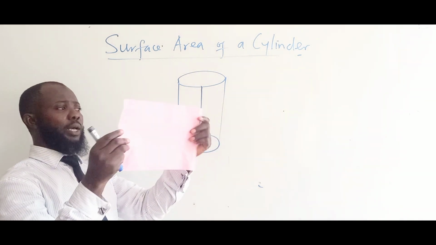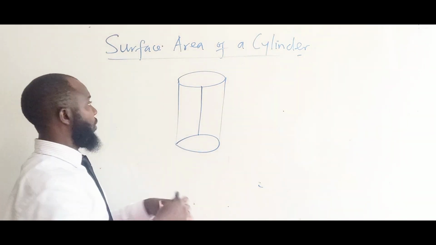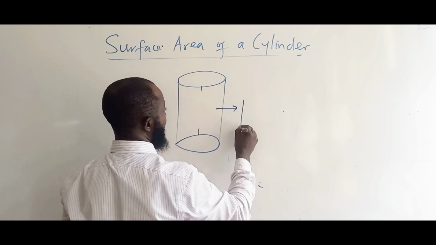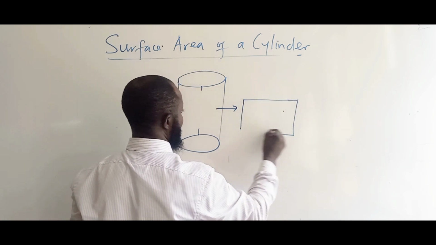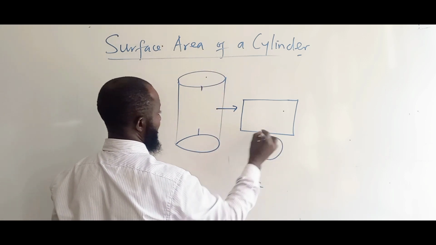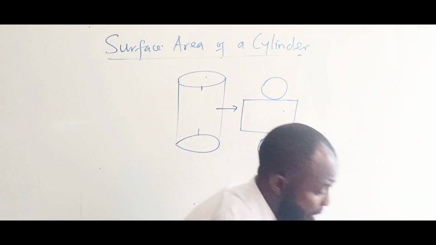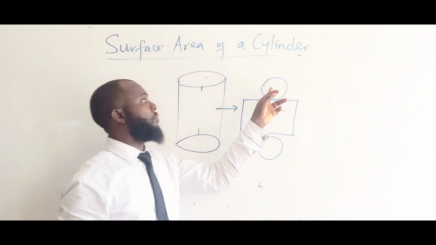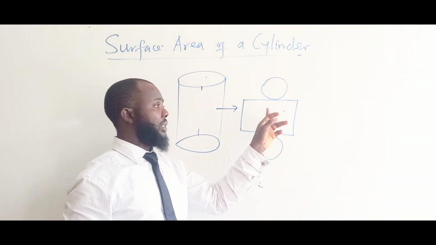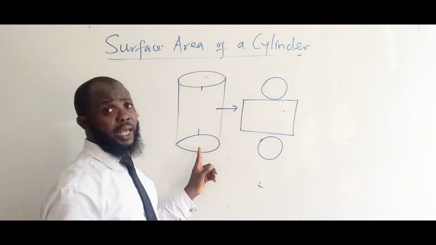After cutting it, look at the shape we have. What is this shape? As you can see, this is a rectangle. Which means the curved part here is in the form of a rectangle, while the bottom part here is in the form of a circle, and the top is also a circle. So we want to get the total surface area of this cylinder. It means we're going to find the area of this circle plus the area of this circle plus the area of this rectangle. So we add everything together to give us the total surface area of a cylinder.